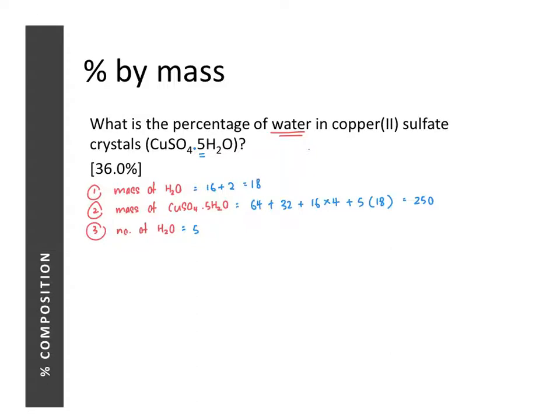Alright, so again, the method of finding percentage by mass is the same. So percentage by mass of water is equal to number of water times mass of water divided by total mass times 100%, and that will give us a value of 36%. Okay, so once again, it is a good practice to leave your answers to 3SF.